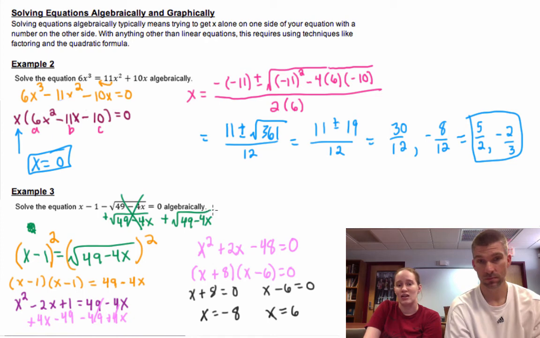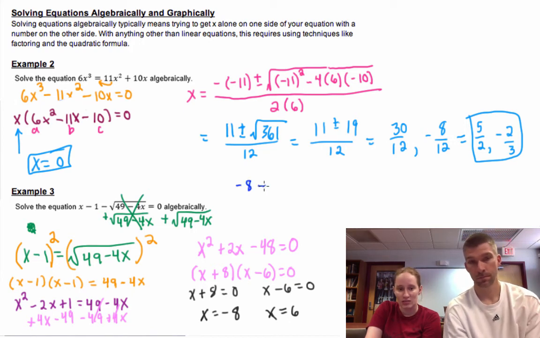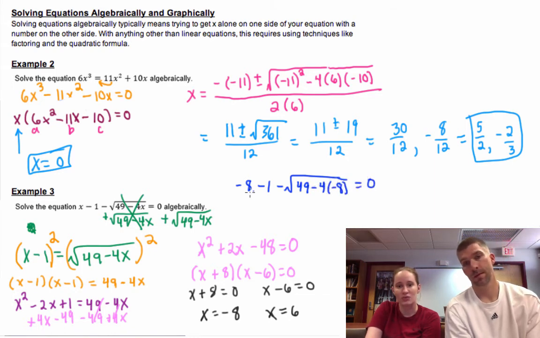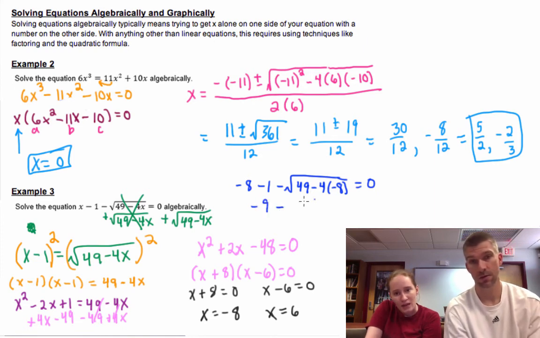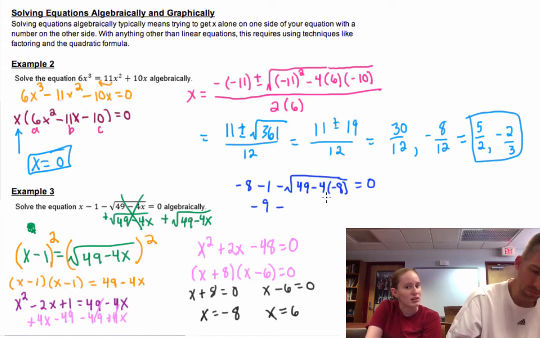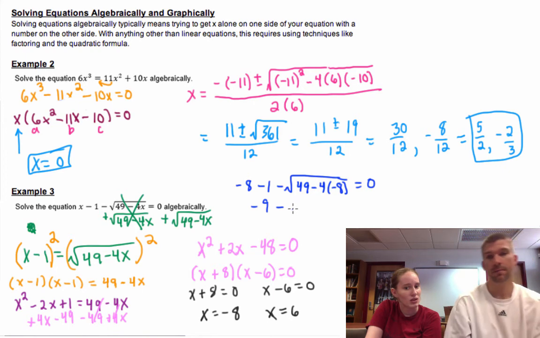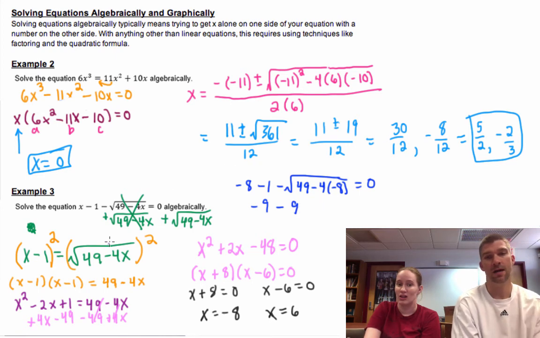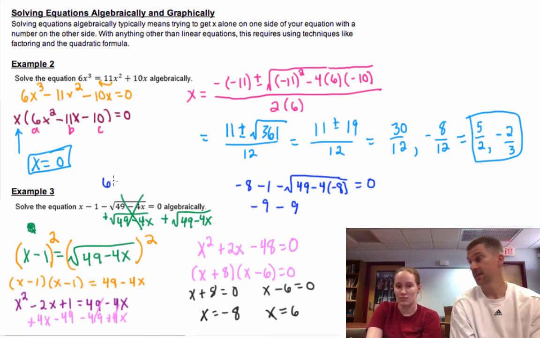I don't know which one's not going to work. So we literally plug them in, and this is where you can use your calculator to help you. Negative 8 minus 1 minus the square root of 49 minus 4 times negative 8. We're looking to see if this really equals 0. If that doesn't really equal 0, it's no deal. So this is plus 32. 49 plus 32 is 81. The square root of 81 is 9. Close, but no. Negative 9 minus 9 is negative 18.